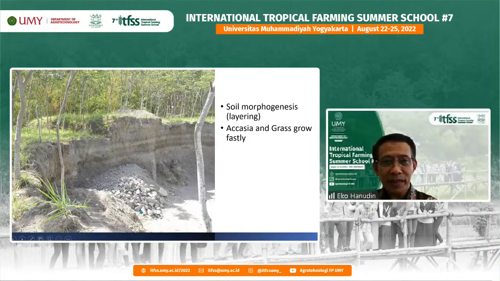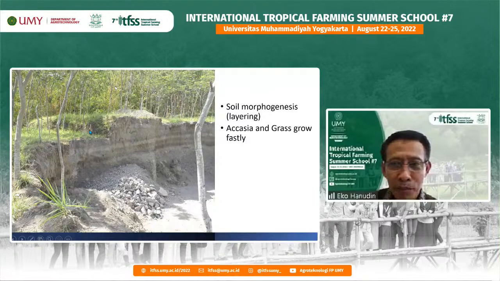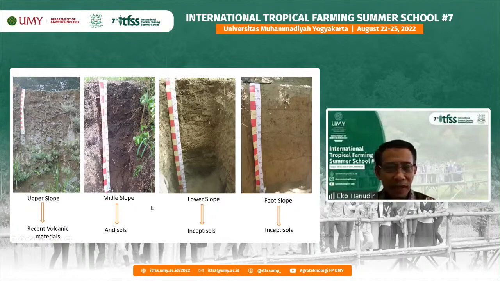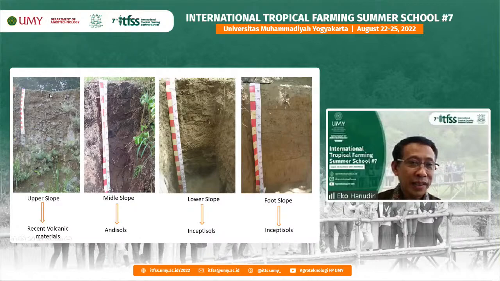We observe there is acacia, Acacia mangium, Acacia decurrens. Also, we see bamboo and grass. So that's why in this area so many farmers cultivate cows and others. And this is just an example of the soil type and its landscape unit. At the upper slope area, you see there are recent volcanic materials, from the smallest particle such as sand until the biggest one, block, rock. This is just volcanic material. You don't see any soil.